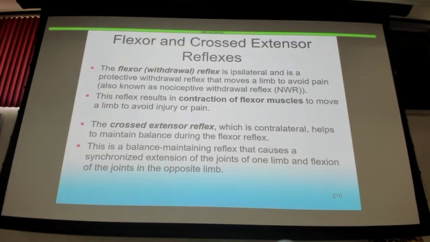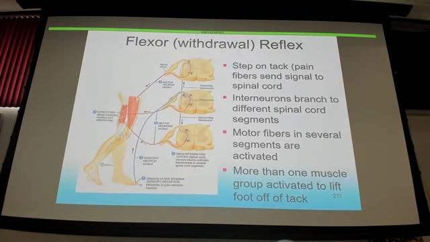Anyway, flexor withdrawal. You put your hand down, everything on this side flexes, everything on this side extends. The best example though is walking and stepping on a tack or something, because if your leg comes up and this side doesn't go into extension, you're going to drop. Okay. That's the cross extensor reflex.